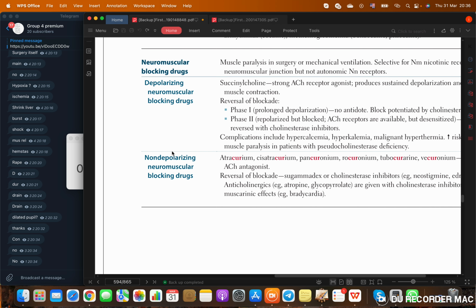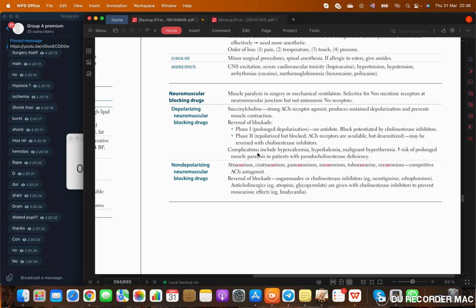They write depolarizing and non-depolarizing neuromuscular blocking agent. Let's take a look at what it means and what it is. Succinylcholine is a strong acetylcholine receptor agonist, and it produces a sustained depolarization and it prevents muscle contraction. Good. So, reversible blockade.